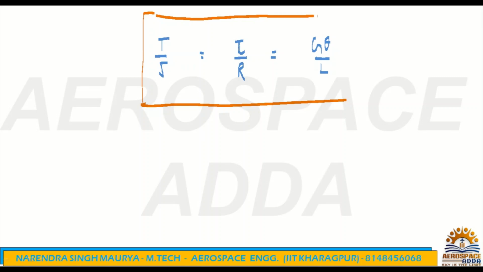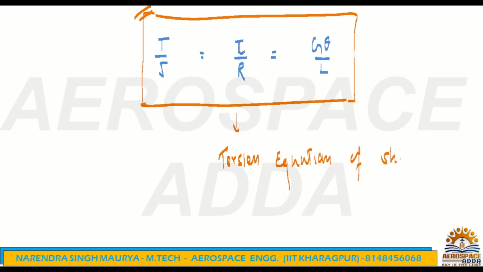Everything is known here. J is the polar moment of inertia, that already I have discussed in my previous lecture. G is the modulus of rigidity, theta is the twisting angle, L is the length of the shaft, T is the torque, tau is the shear stress, R is the radius, J is the polar moment of inertia. So this is the torsion equation. This is the complete torsion equation of a circular shaft.